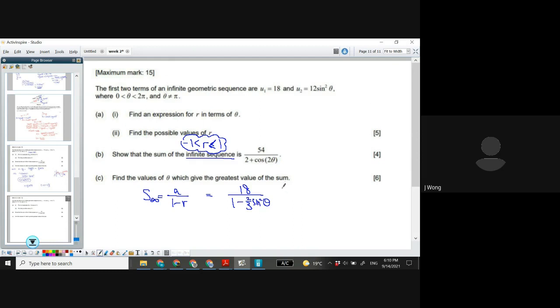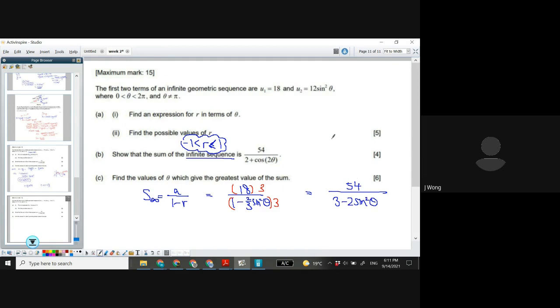Now notice that it looks slightly different from what they asked us to show, which is just one clean fraction. At the moment, it is a fraction within a fraction. So what you want to do firstly is to multiply through by 3 so that you could get rid of the denominator here. So you get 54 all divided by 3 minus 2 sine squared theta. Now you could see the numerator is the same, 54.